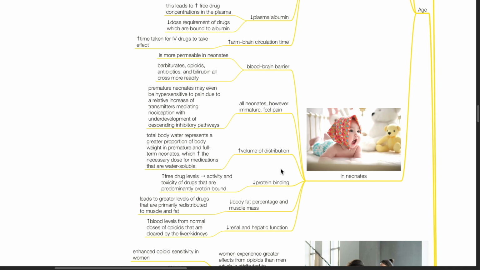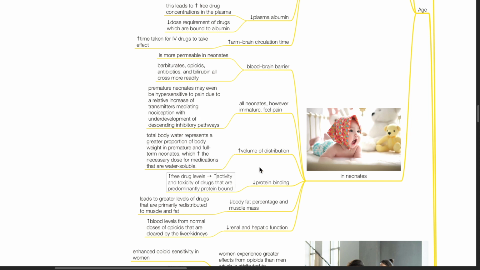All neonates, however immature, feel pain. Premature neonates may even be hypersensitive to pain due to a relative increase of transmitters mediating nociception with underdevelopment of the descending inhibitory pathways. There is increased volume of distribution. Total body water represents a greater proportion of body weight in premature and full-term neonates, which increases the necessary dose for medications that are water-soluble.